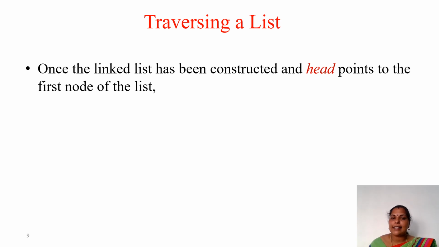Next operation is traversing a list. We all know that traversing a list means, in order to display the contents of the list one by one, we are traversing, then we are just printing or displaying the contents of the list. That is traversing a list.